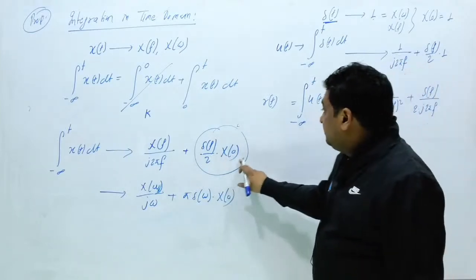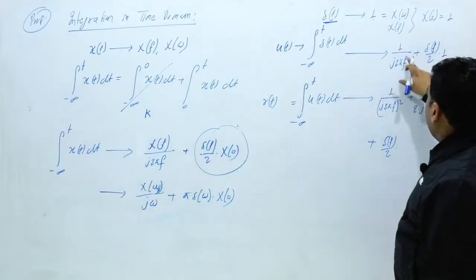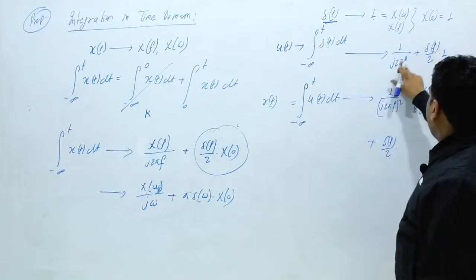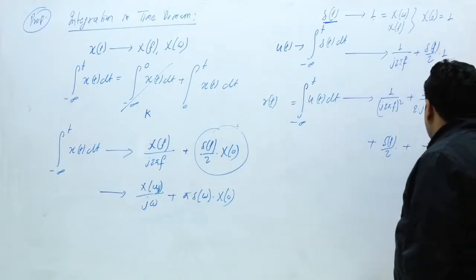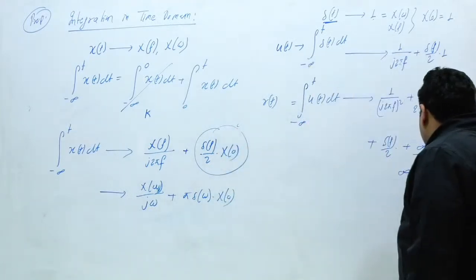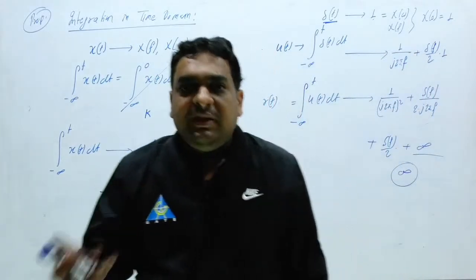Multiply this X(0). This was your X(f). And what will be X(0)? 1 upon 0 is infinite, plus δ(0) is also infinite. Infinite plus infinite is infinite. You will get infinite here. What answer are you getting? Infinite. So sometimes a property cannot be applicable.